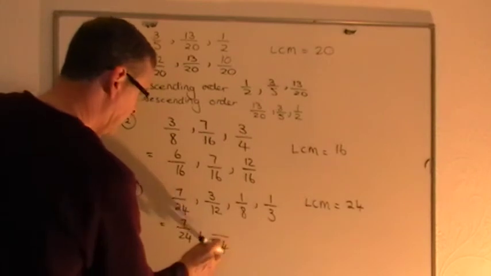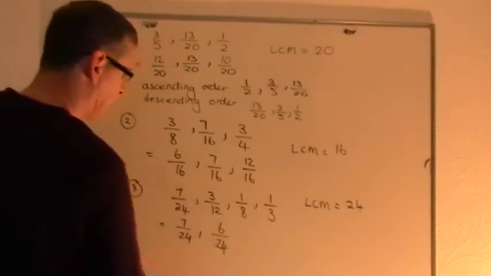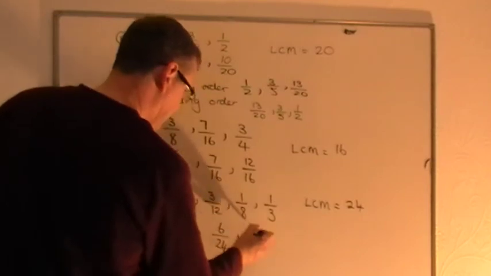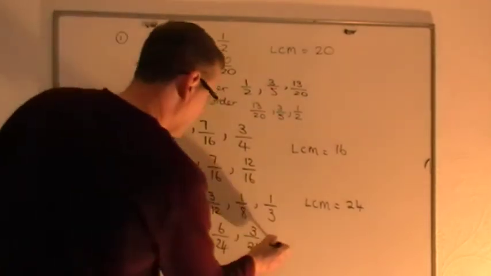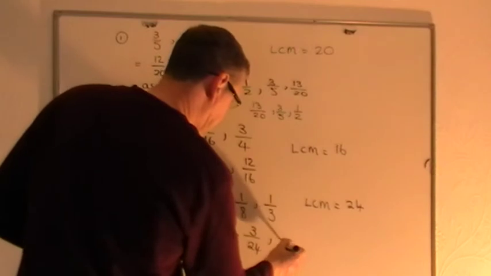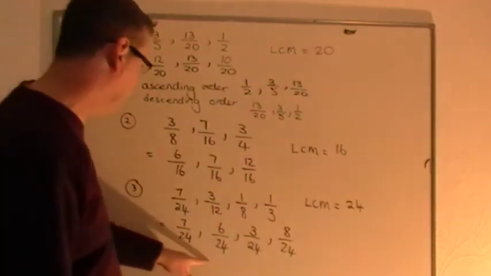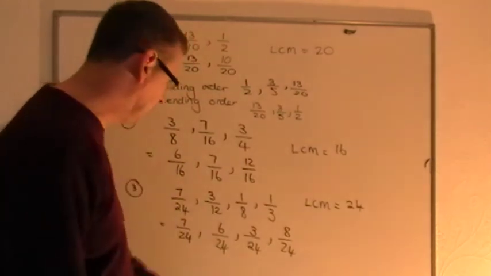Let me just get rid of that. Double that, so you double the top to get 6. You need to times that by 3 to get 24, so you times the top by 3. And you need to times that by 8 to get 24, so you times that by 8. So there you go. You've got the comparison of the fractions quite clearly.